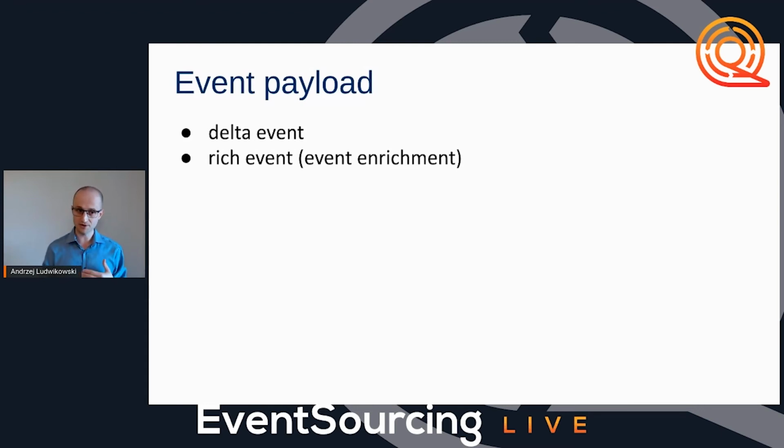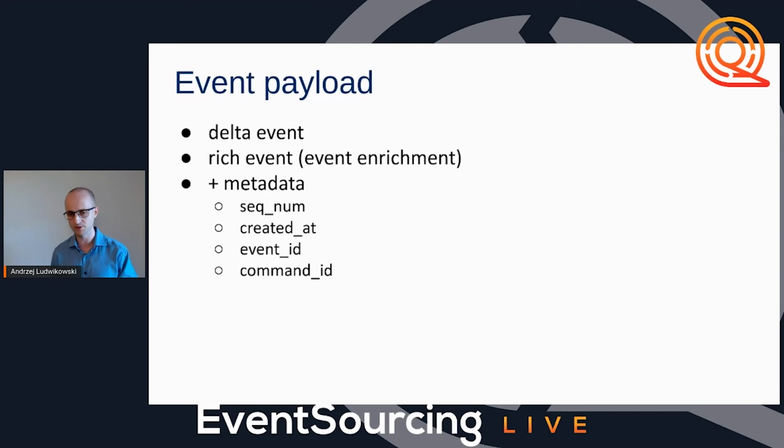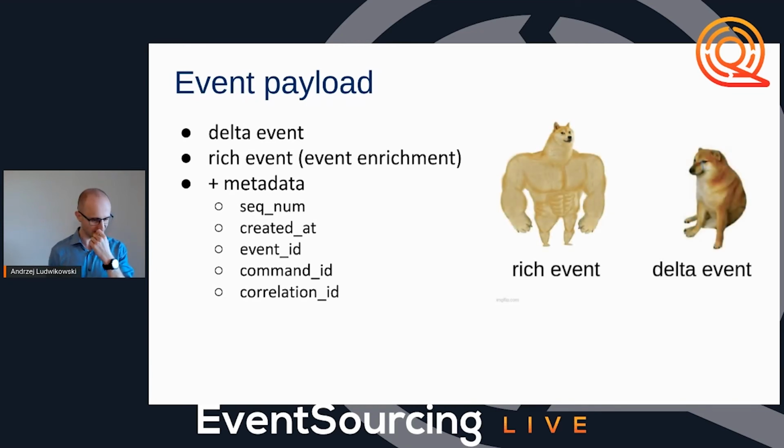The extreme version of event enrichment is to put the whole state into the event. I've done this once, and I think in that particular case, it wasn't such a bad idea. Although the cost of such an operation is, of course, payload size and a pretty complex schema to support in the future. Also, besides the business information, most likely we will add some technical information like sequence number, which I already mentioned, creation timestamp, event ID, command ID that was the source of this event, and correlation ID if you want to track the whole business process.